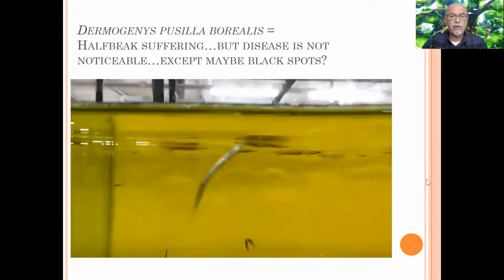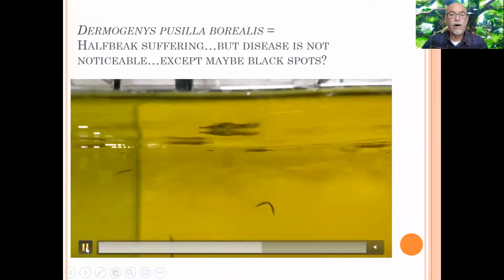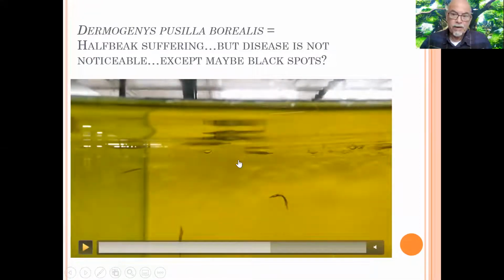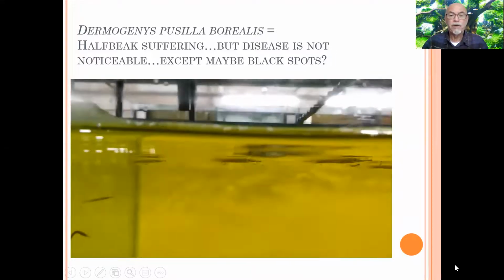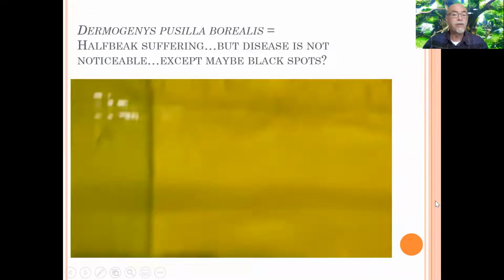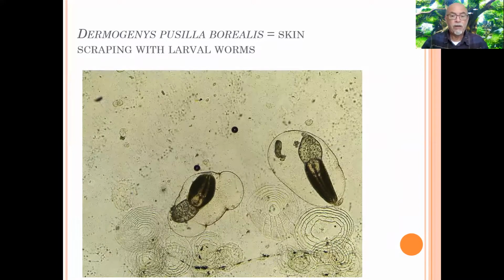And you might spot on a few of them, I can show you, a few black specks can be noticed on the body of those halfbeaks. I tell you, it's very difficult to see when they are swimming in the water. But we notice some little black spots. Here you might see it a little bit more clearly. But still, it's very small. It's tiny. It's microscopical. That's why we take a microscope when we're taking a skin scraping.